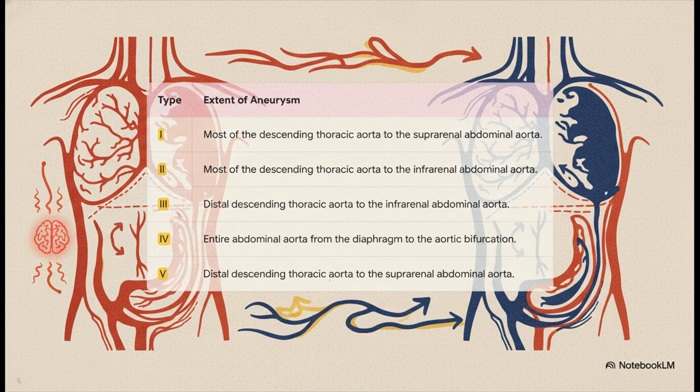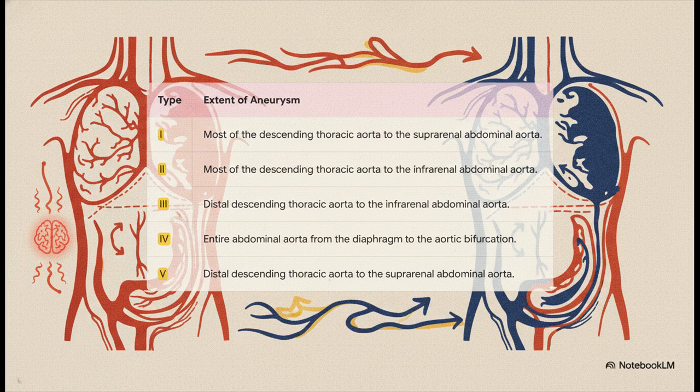Okay, now this table is where it gets really practical for us. The Crawford classification is basically the universal language we use to describe these things. Let's break it down. A type 1 starts high up in the chest in the descending thoracic aorta and stops just above the renal arteries. Type 2? Well, type 2 is the big one. It's the most extensive, starting high in the chest and going all the way down past the kidneys. Type 3 starts a bit lower in the chest, and type 4 is basically the entire abdominal aorta.